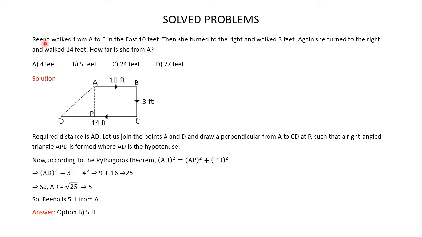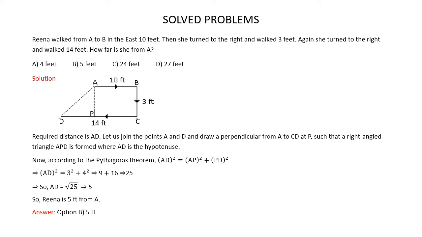Reena walked from A to B in the east 10 feet. Then she turned to the right and walked 3 feet. Again she turned to the right and walked 14 feet. How far is she from A? You are given 4 options and you have to find out which of these options is the correct one. Now to solve this problem, first let's draw a diagram for the information given in the question.